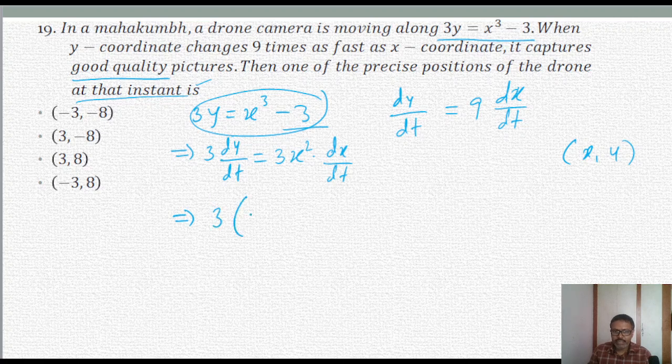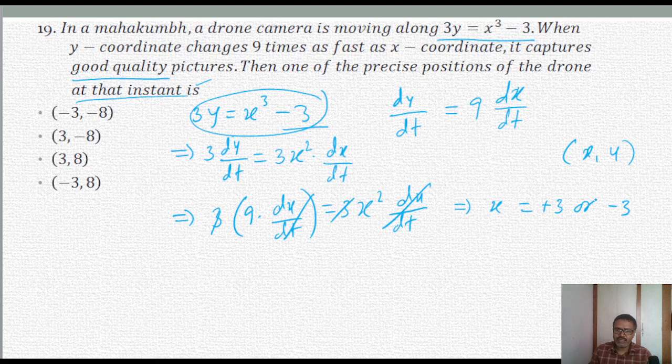Replace the dy by dt value they have given. dy by dt can be written as 9 into dx by dt is equal to 3x square into dx by dt. So dx by dt, 3 and 3 will get cancelled. So you get x is equal to either plus 3 or minus 3. So put plus 3 first. x is equal to 3. Then what is the y value? 3y is equal to 3 cube, 27, minus 3, that is 24. That will give you y is equal to 8. So one point we got is 3 comma 8.